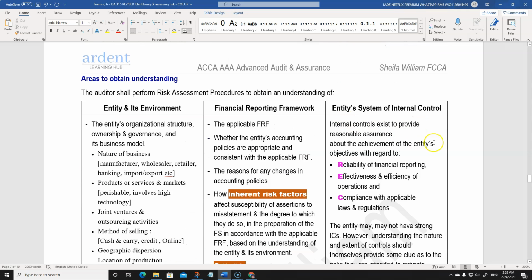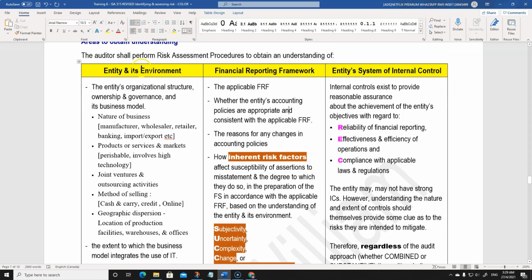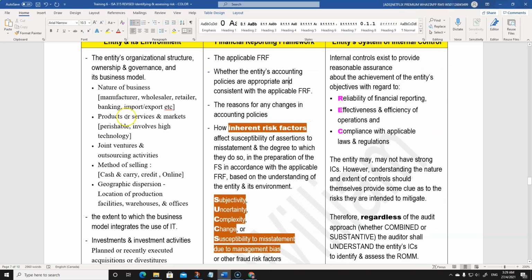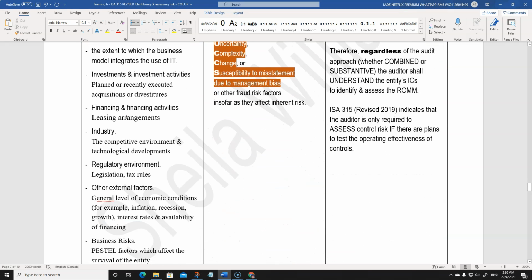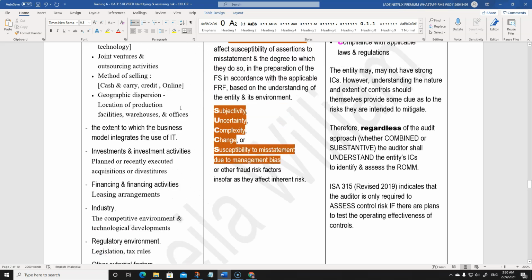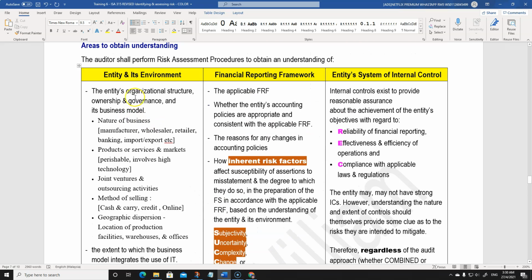Okay? Areas to obtain understanding. Earlier we talked about these 3 areas. The entity and its environment, the financial reporting framework, and the entity system of internal control. So under the entity and its environment, you can read this, okay? It's exactly the same as what we had before. Just want to point out to you, here we've got this thing called business risk. Okay, so we're also looking at the business risk. Now, please read this, okay? I'm not going to take time in the video to go through it with you. You can very easily read that.